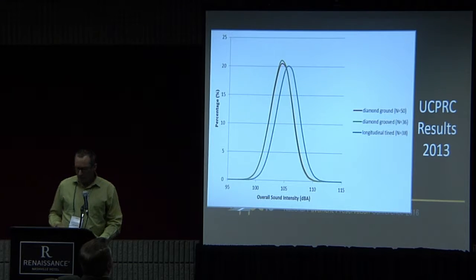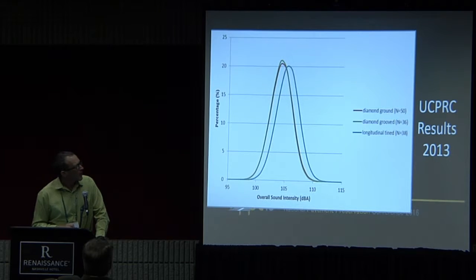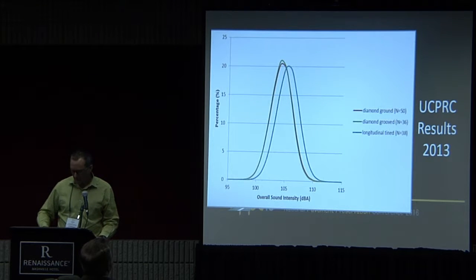Now you won't see transverse tining in these results because we don't do it. These are the results of our California section, the number of observations over 4 years of testing. In general, longitudinal tining is our control because this is what we mostly do. And we do see a little bit more than a 1 dBA reduction on average with our diamond grinding and our diamond grooving. So it will quiet it down a little bit.